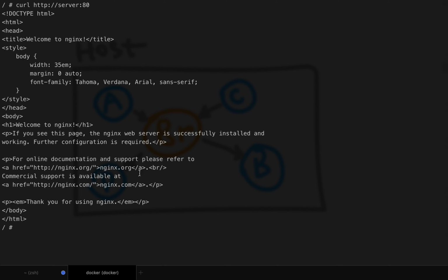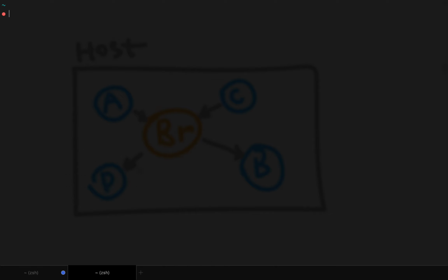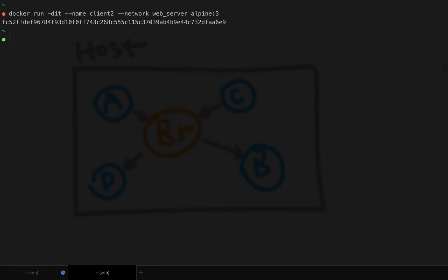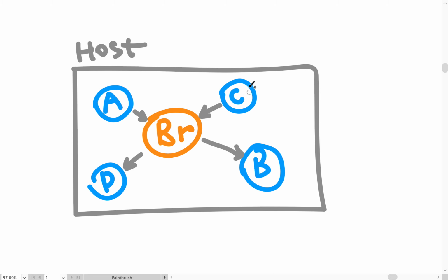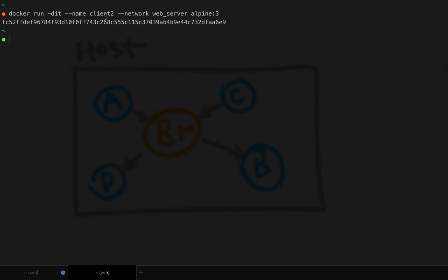So let's detach this container by Control P and Q. Okay, back to our own terminal, the host terminal. Maybe we could docker run another container. Let's call this client2. And let's run it. And this client could be C. And let's attach to this client2, docker attach client2.